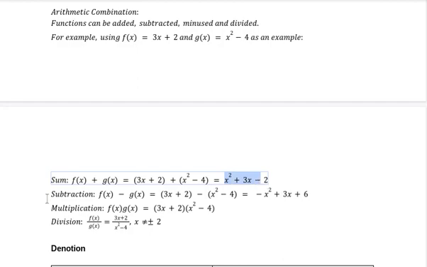It can also be subtracted, i.e. one function subtracts another. In this case, it is going to be the first one subtract the second one: 3x plus 2 minus x squared minus 4. So it will be negative x squared plus 3x plus 6.